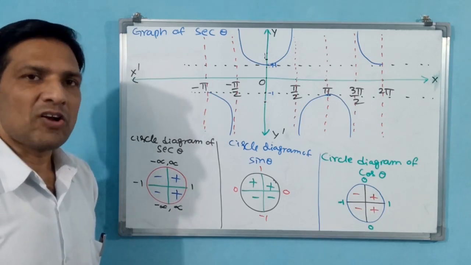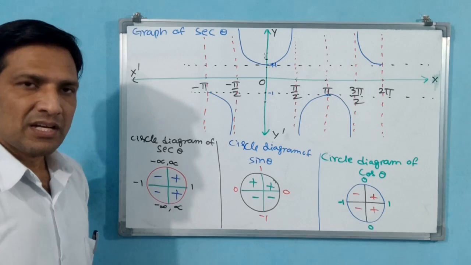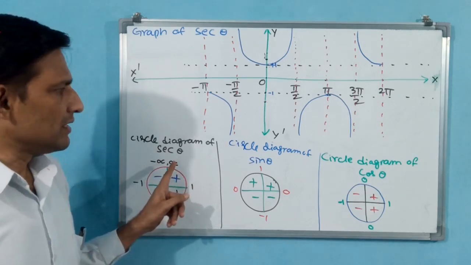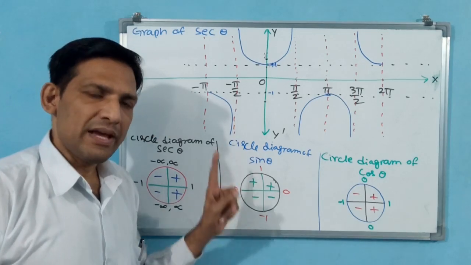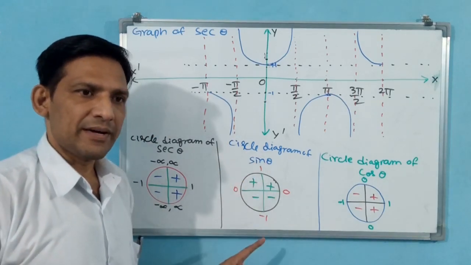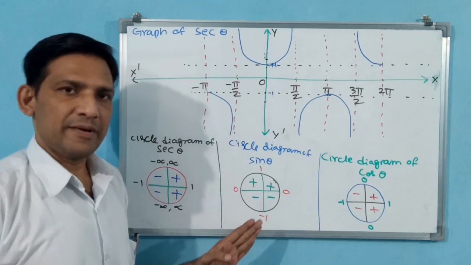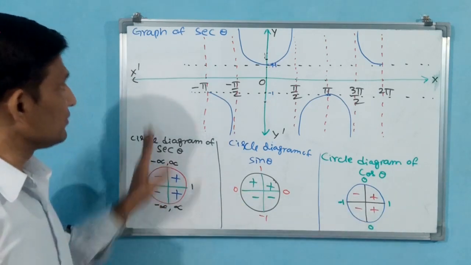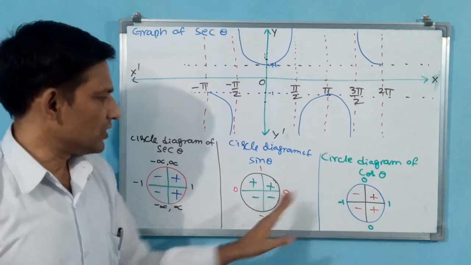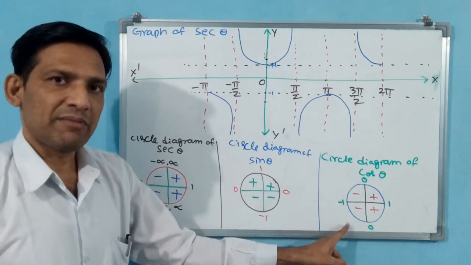But before drawing the graph of cosecant theta, we want the circle diagram of cosecant theta. The circle diagram of cosecant theta comes from sin theta only: 1 divided by sin theta. Okay, we will draw the circle diagram of cosecant theta here. I am going to rub these two and this one also. I want sin theta for the circle diagram of cosecant theta.